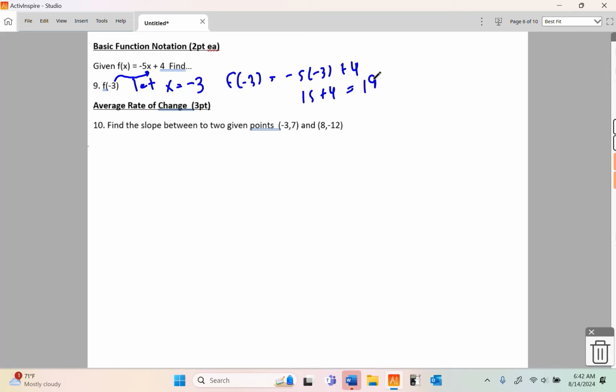10 is your slope. Your formula for slope is y2 minus y1 over x2 minus x1.